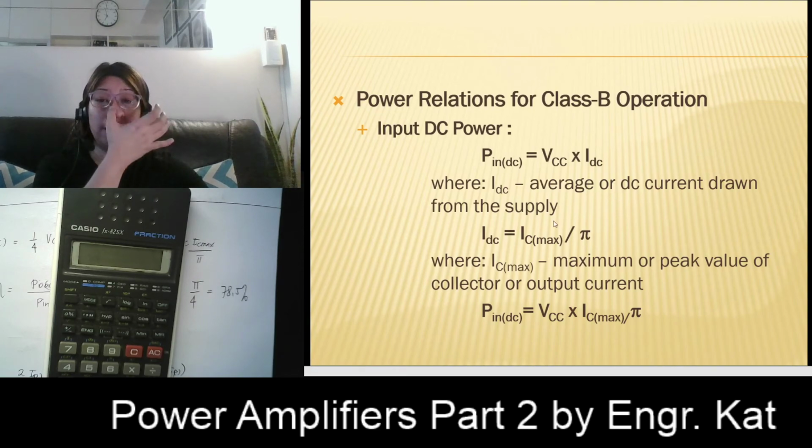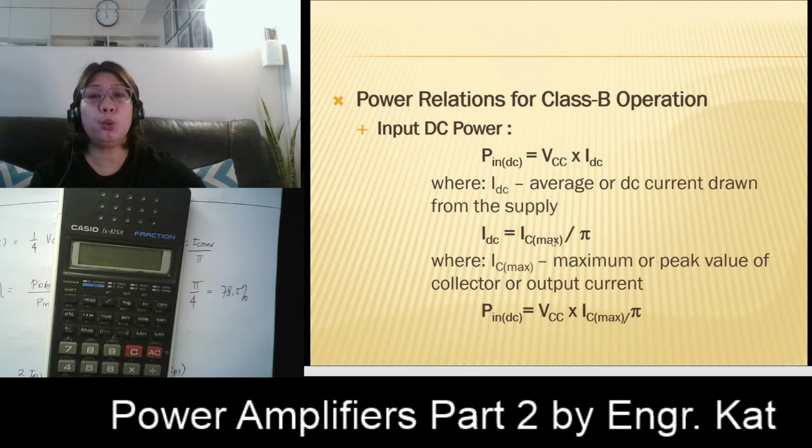And your IDC is equivalent to IC maximum divided by pi. Okay, so if we make use of this 1 over pi, this will give you 0.318. If you can still remember that 0.318, that is the value you use when you have to solve for the DC current for a half-wave rectifier circuit.